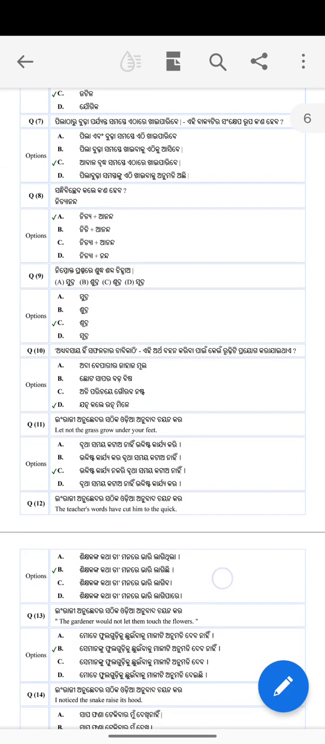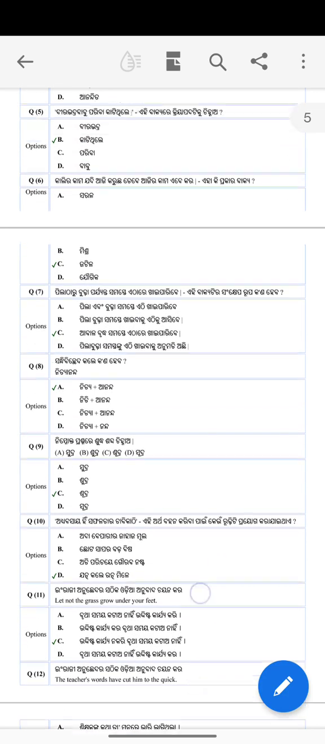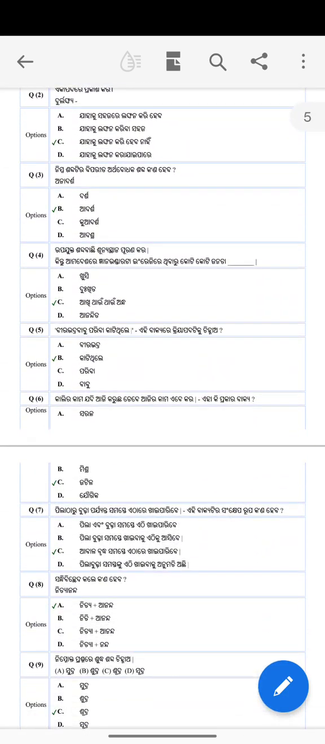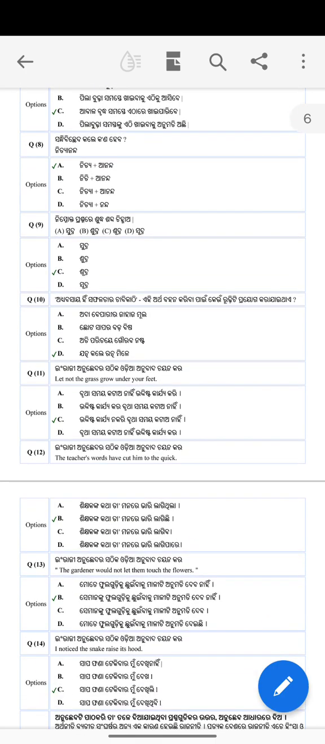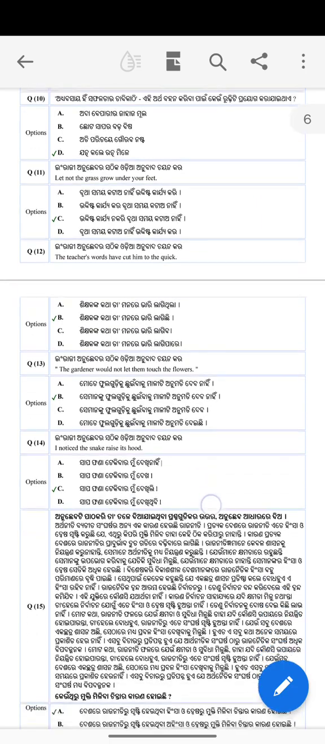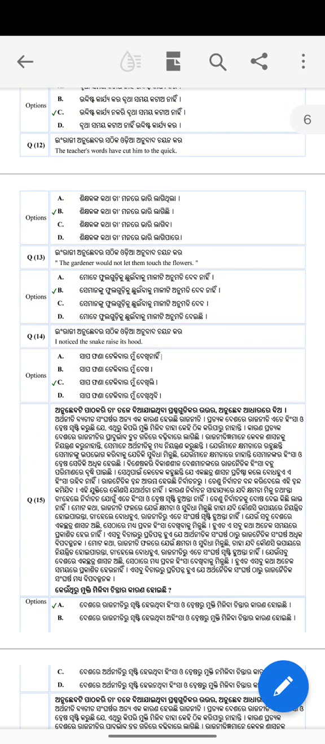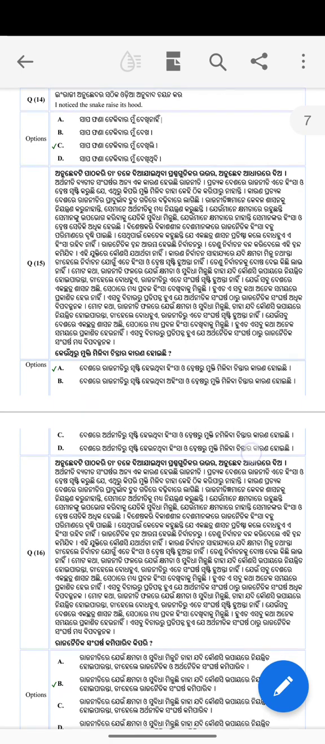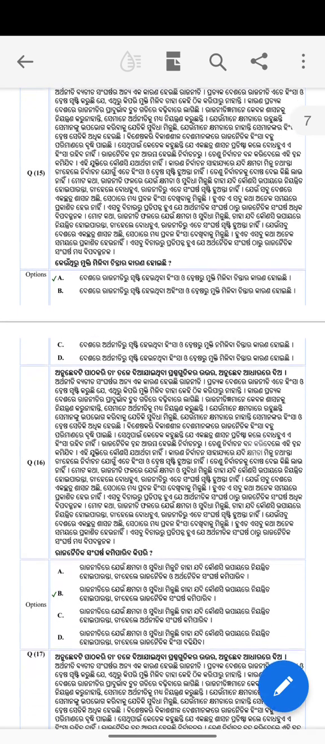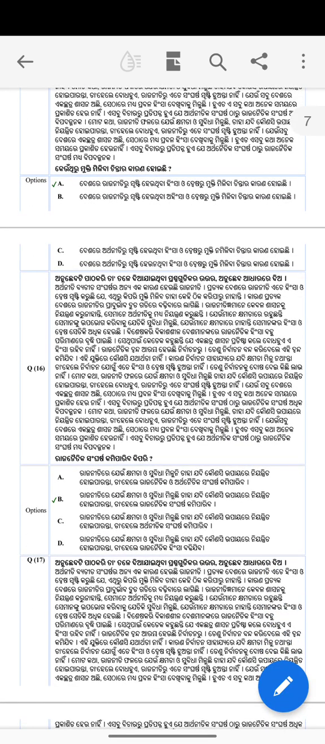As you can see, questions 1 to 6 are given on the first page, and then again questions 7 to 11. The correct answer for question number 11 is option C, and from question number 13, B is the correct answer. I am assuming that question number 15 is also an RC type of question, where a whole passage is given to you in this paper, and you have to read the whole passage carefully and, based on the passage, answer the questions.